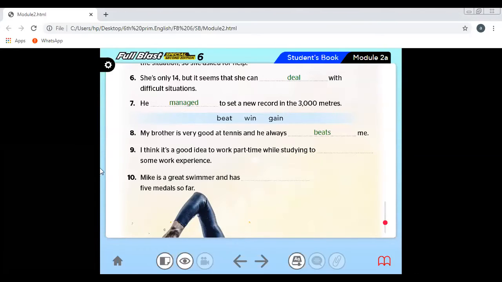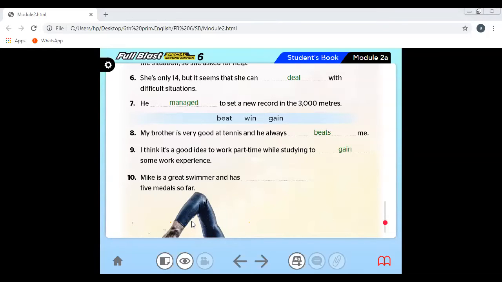Okay. Let's go to number 9. Who can read number 9? Mariam, yes, read number 9. I think it's a good idea to work part-time while studying to gain some work experience. To gain some work experience. Thank you, my dear. Let's go to number 10.